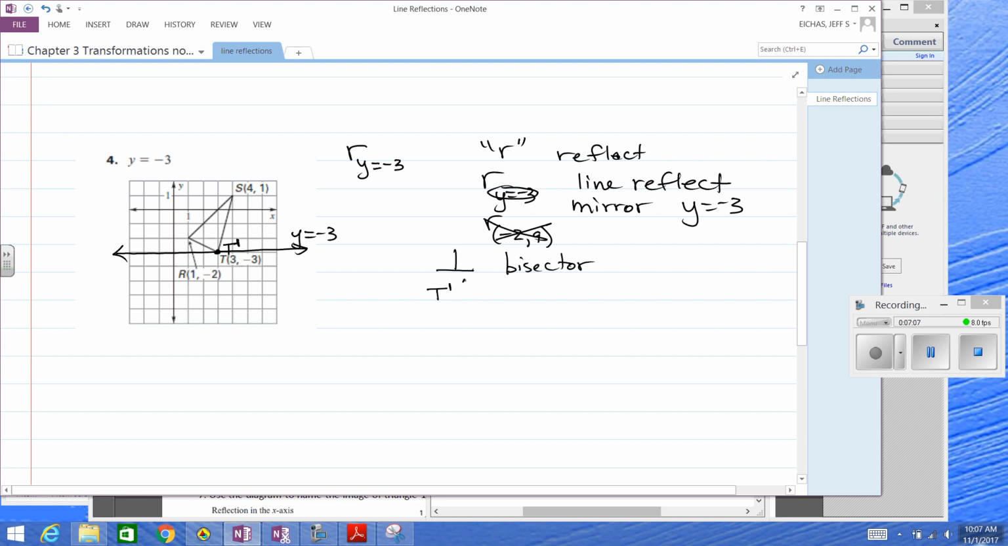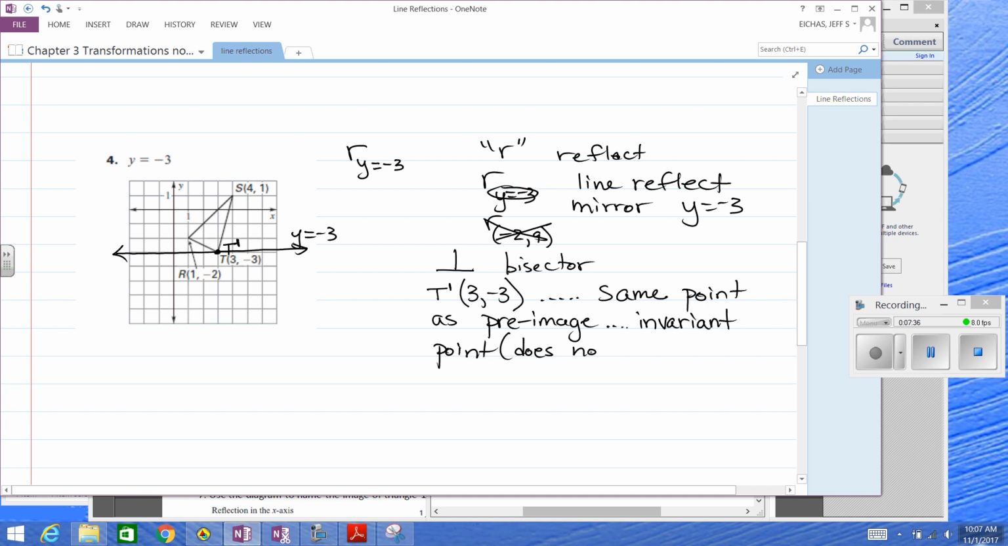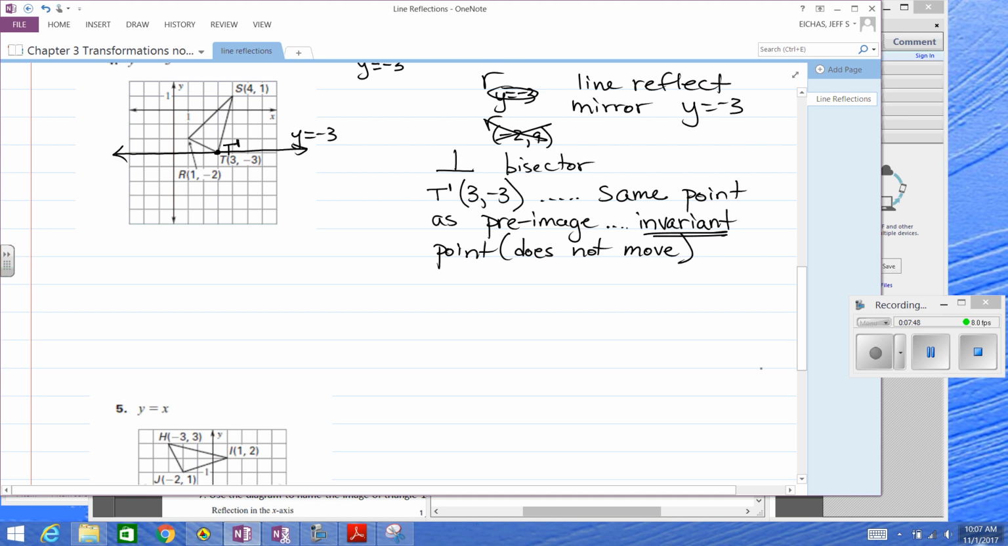So if this line is the perpendicular bisector of T to T prime, T stays there. It's right on there. So I'm going to list that. T prime stays at 3, -3. It's the same point as the pre-image, so it's an invariant point. When a pre-image and an image are identical, same location, we call that an invariant point. It does not move. Just for that simple line reflection, because it is on the line of reflection. So that's something that will come up.